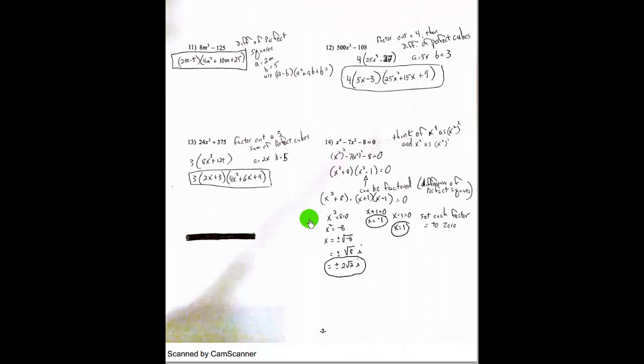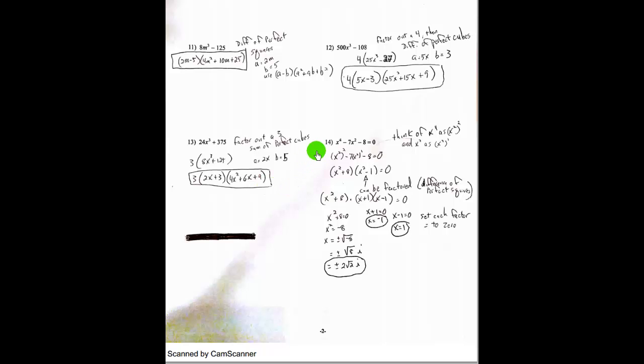For number 13, you're going to factor out a 3 and then use the sum of perfect cubes. After you factor the 3 out, you get 3 times the quantity 8x cubed plus 125, where a equals 2x, that's the cube root of 8x cubed, and b equals 5, that's the cube root of 125. You get 3 times the quantity 2x plus 5 times the quantity 4x squared minus 10x plus 25.